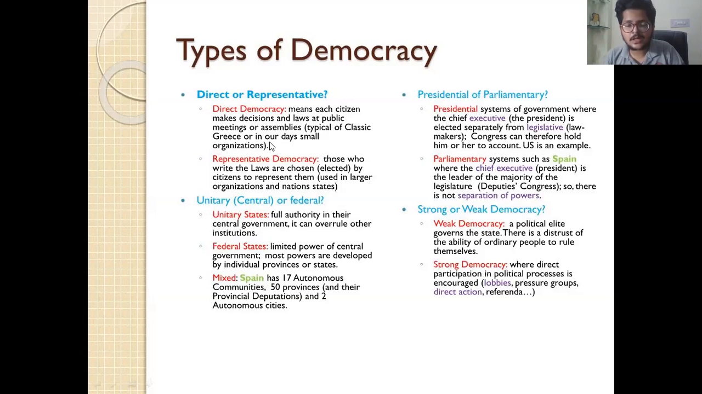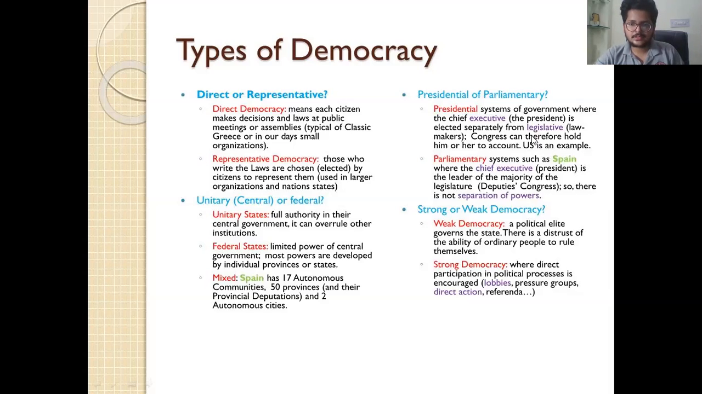Examples of direct democracy are Norway, Sweden, Switzerland, etc. India is an example of indirect democracy. We have representatives who represent us in the parliament. We also have the UK and Japan. These are democratic countries which have indirect democracy. Next type of democracy, on the right hand side you can see, presidential or parliamentary democracy.